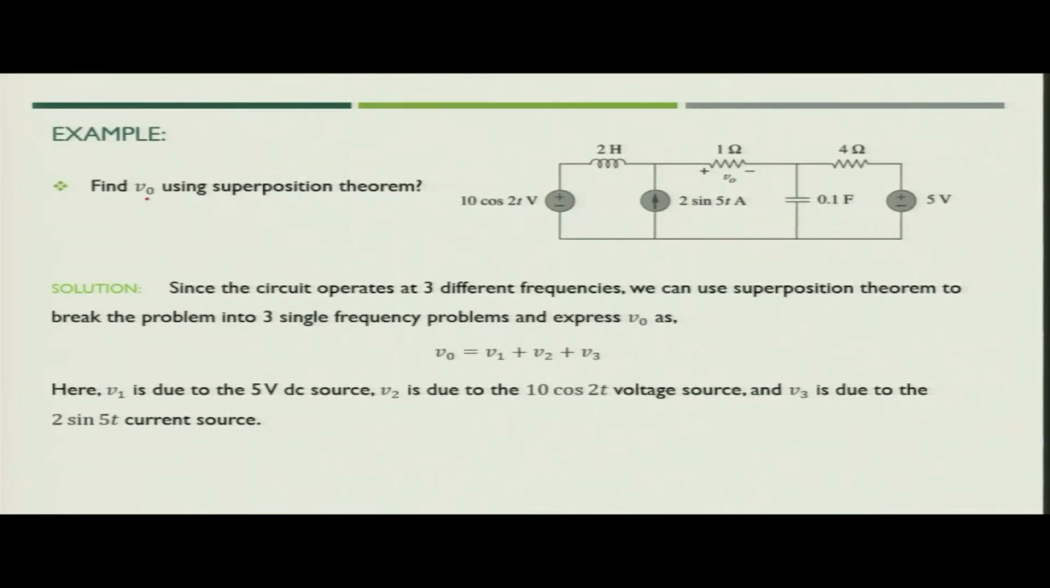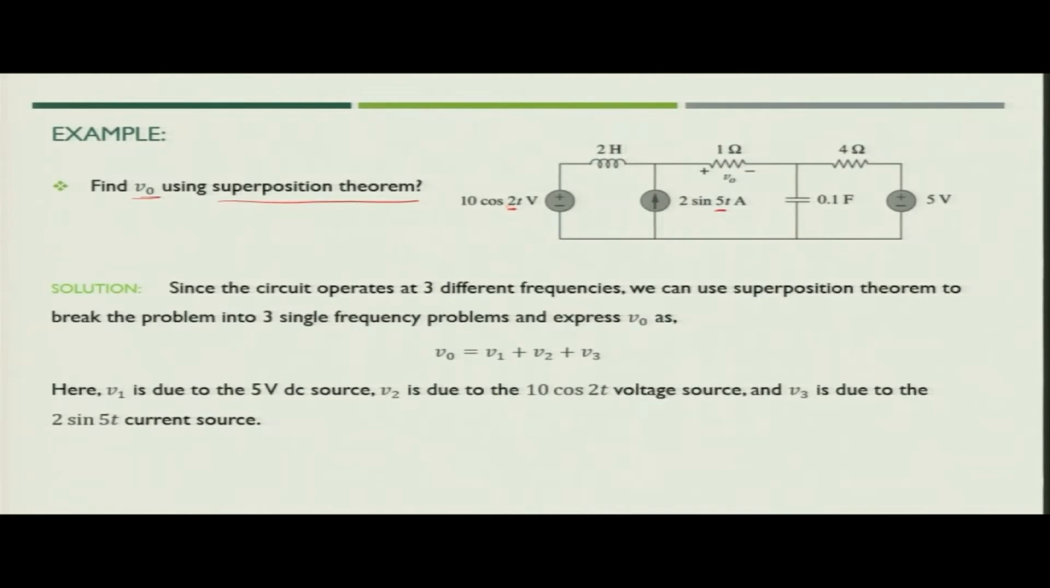Now, let us take another example. This example will be really interesting, because here we need to find the value of V naught using the superposition theorem. And if you see this particular circuit, you have 3 sources and all 3 are operating at a different frequency. So, this is a DC voltage source, so it means that your frequency is 0. Here you have a current source, omega is 5. Here you have a voltage source where omega is 2.